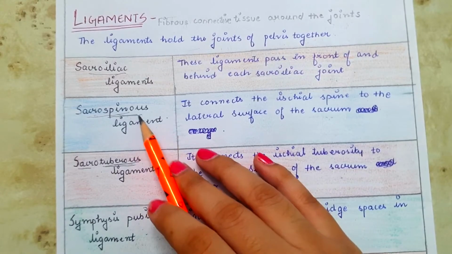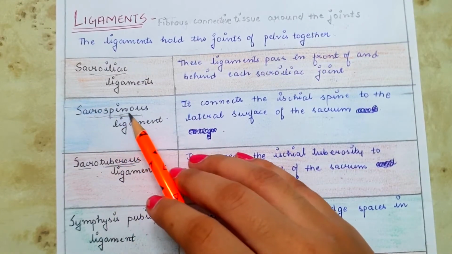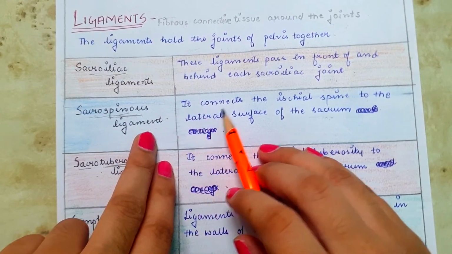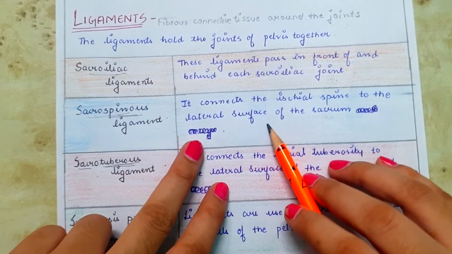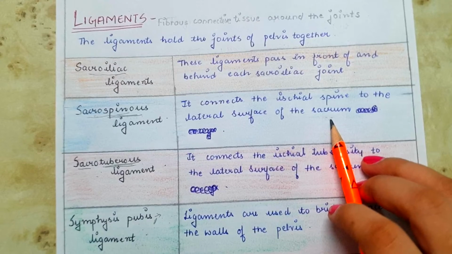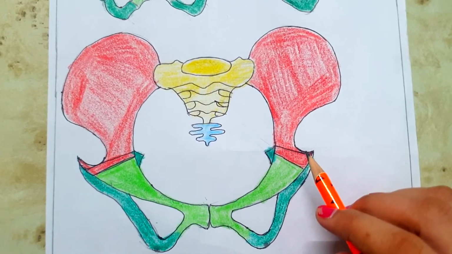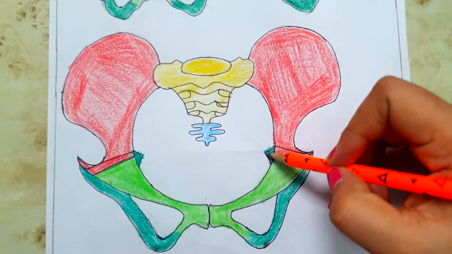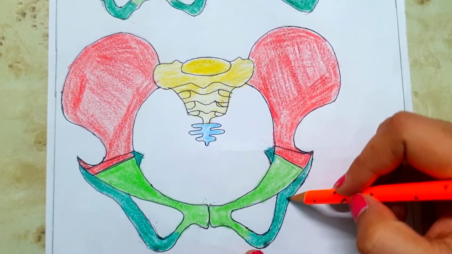Next is the sacrospinous ligament. As the name suggests, the word sacro indicates the sacrum and the word spinous indicates the ischial spines. So the ligament which connects the ischial spine to the lateral surface, or the side, of the sacrum is known as the sacrospinous ligament. Now where are the ischial spines located in the pelvis? Here you can see these are the ischial spines, and these are part of the ischium.